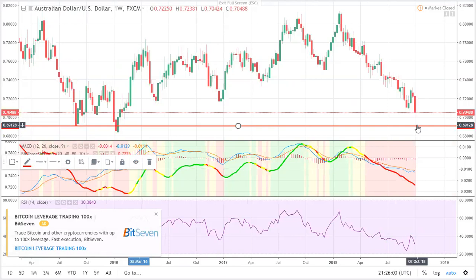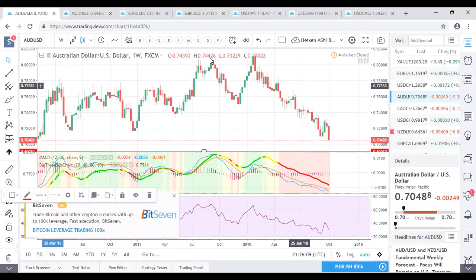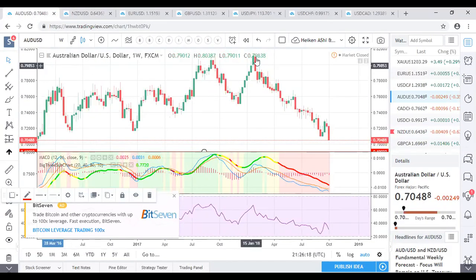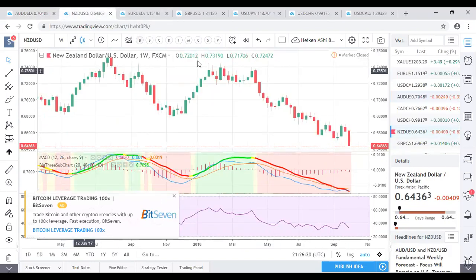So we can enter the limit orders and we can see how the price action develops. Right, okay, now I'm going to the next currency pair, which is New Zealand USD, Kiwi USD. And as you can see, this looks very similar. It's very, very similar to Aussie USD, right? Look at the drop here and look at the drop here. Exactly the same thing, right?